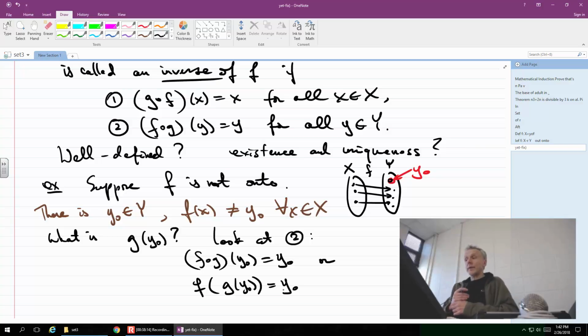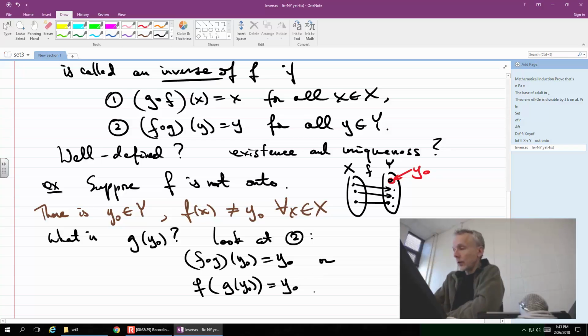There is a contradiction right there. F never results in y naught. That's right. So no matter what value of x you pick in X, f's value will never equal y naught, and we found one.